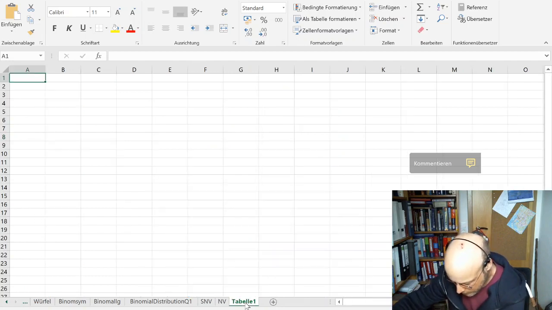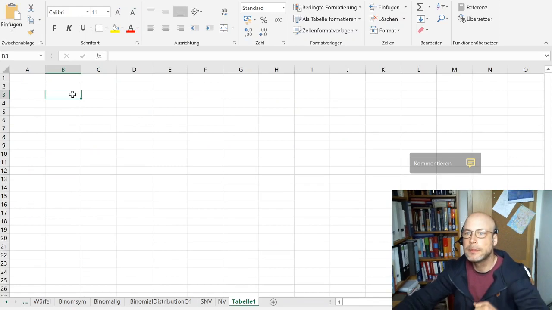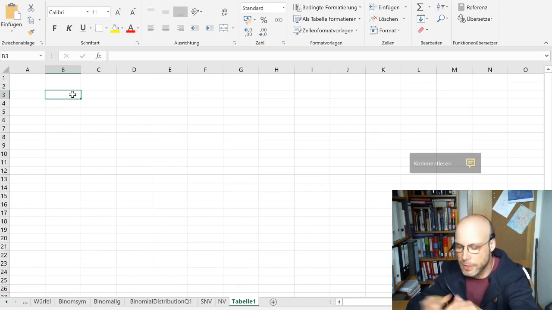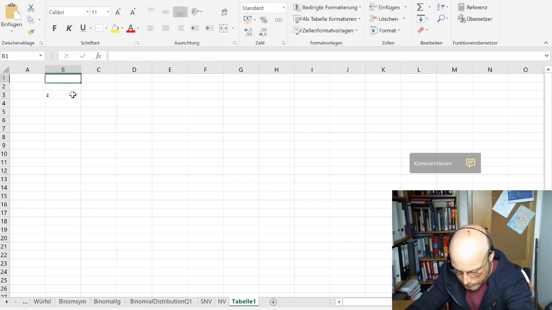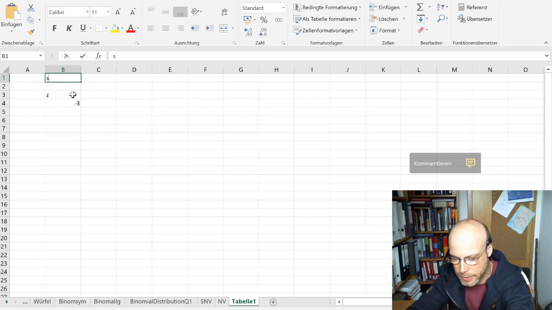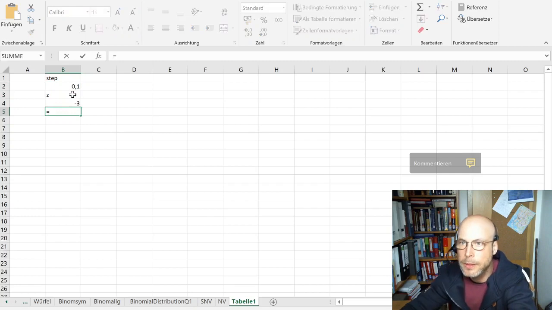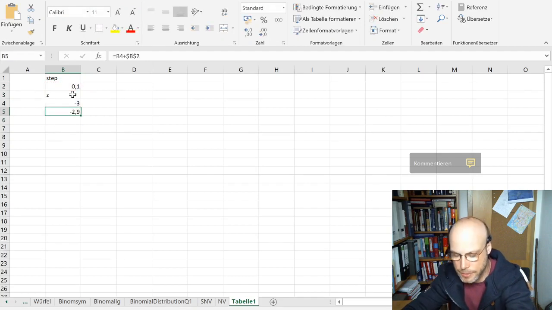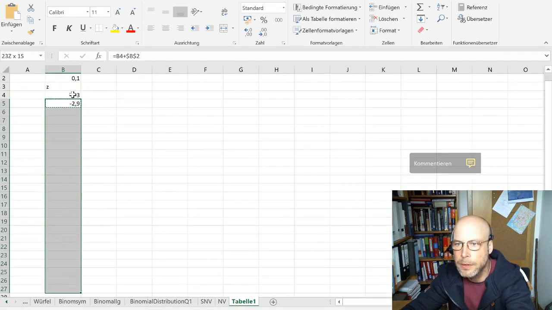So then let's first create a standard normally distributed value. So then we take a set. Let's say we start from -3 because we want to see minus 2.5 in a minute. Take a step value of, let's say, 0.1, plus 0.1, fix it with F4, the double dollars, and then we go down here.